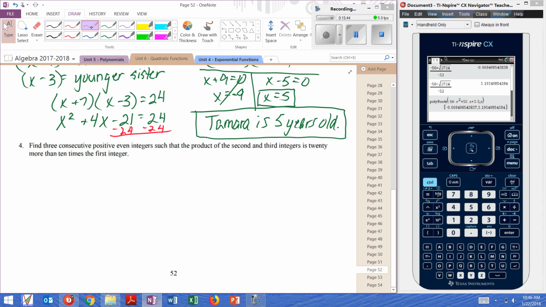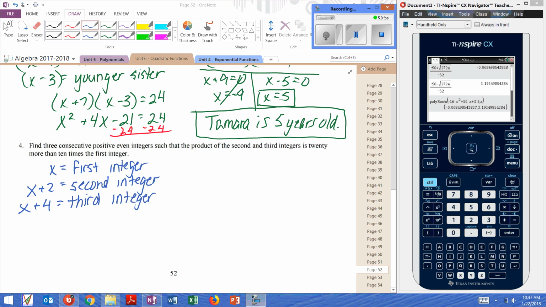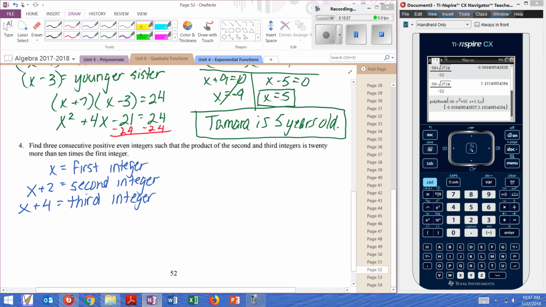Okay, why don't you take a second to try to set up question number 4 on your own and then check back with me. Okay, here are my let statements. Notice that we always set x equal to the first one, and because we were dealing with consecutive positive even integers, the next one would have to be x plus 2 because we're counting by 2's, and then add another 2 on, so that's where x plus 4 comes from. All right, set up that equation. Try it on your own. Pause the video.